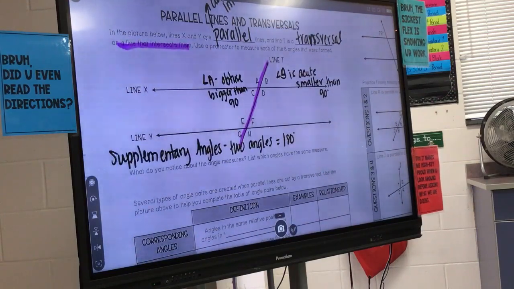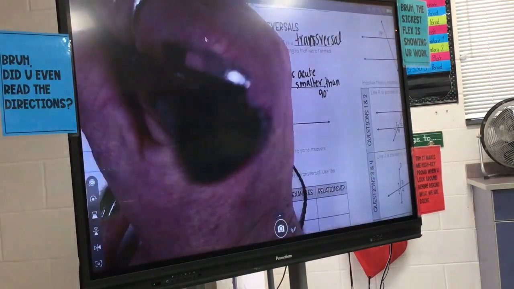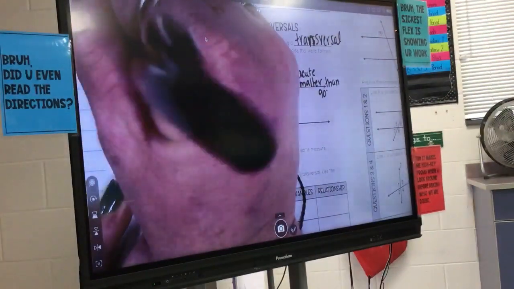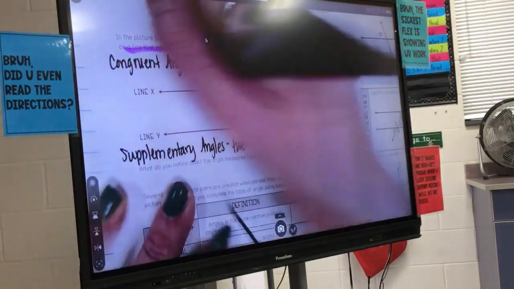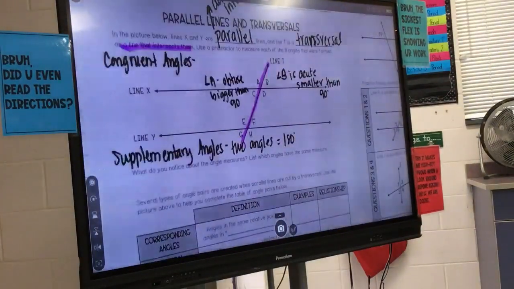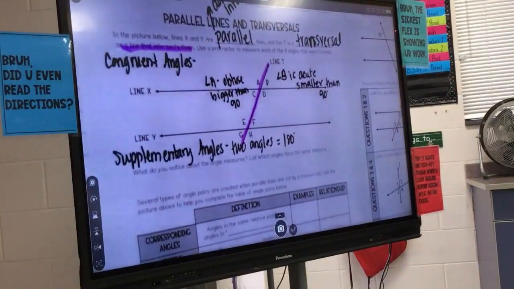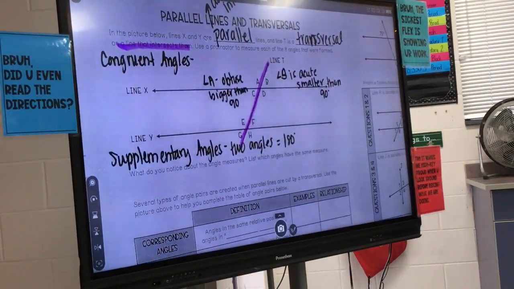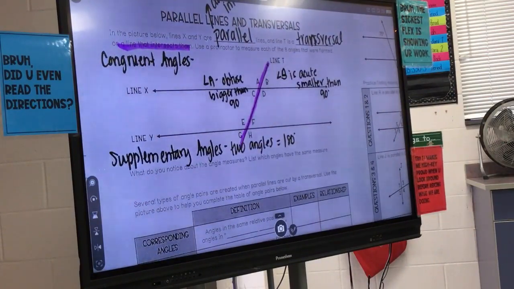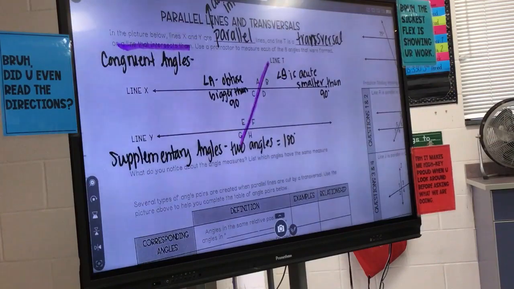What do we know about congruent angles? What do we know the word congruent means? Brielle? Same. So then what are congruent angles?